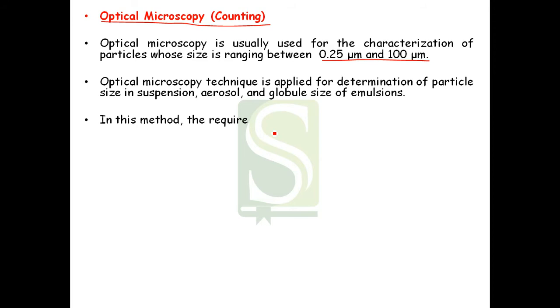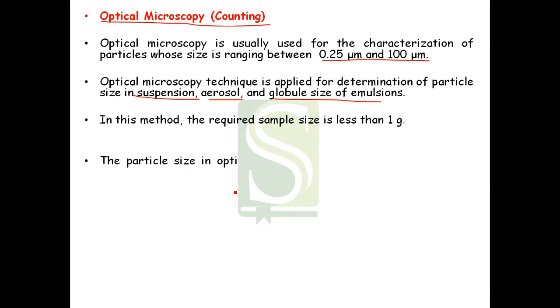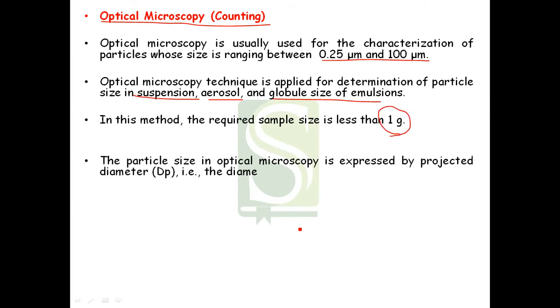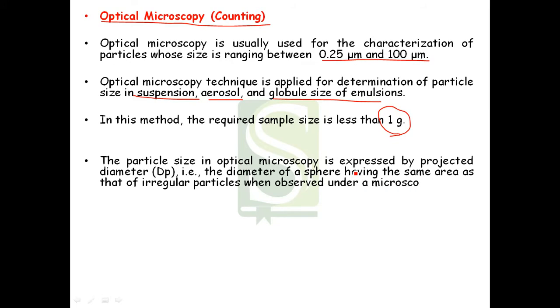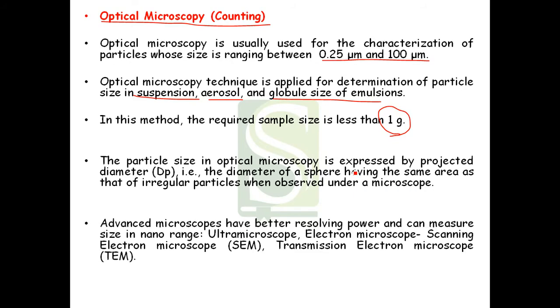Optical microscopy technique is applied for determination of particle size in suspension, aerosol and globule size of the emulsions. In this method, the required sample size is less than 1 gram. The particle size in optical microscopy is expressed by the projected diameter, that is the diameter of a sphere having the same area as that of the irregular particles when observed under a microscope.